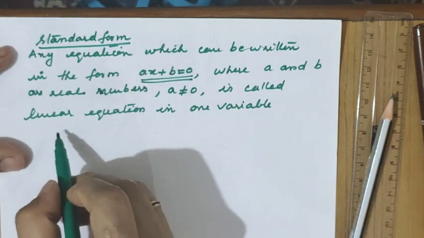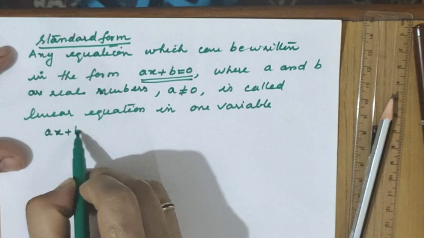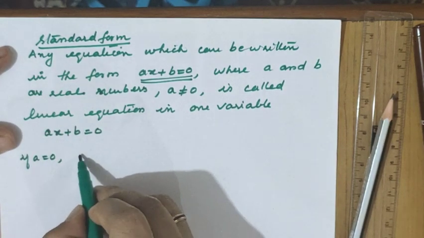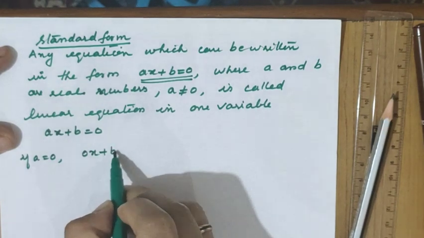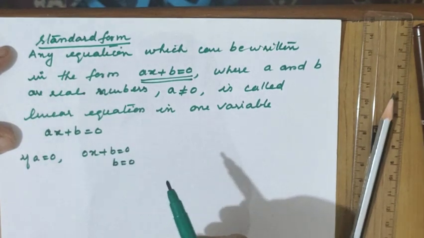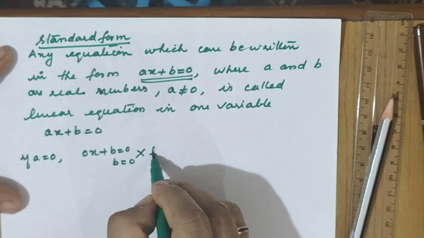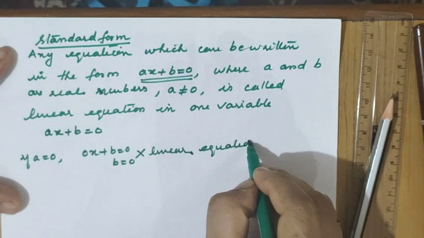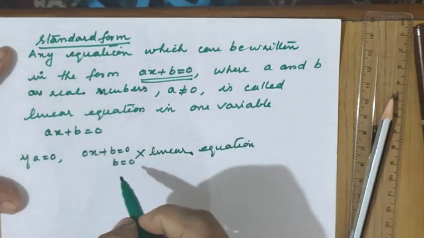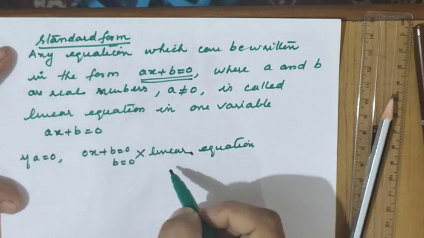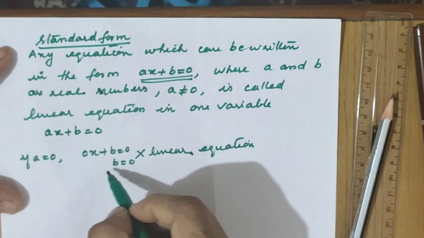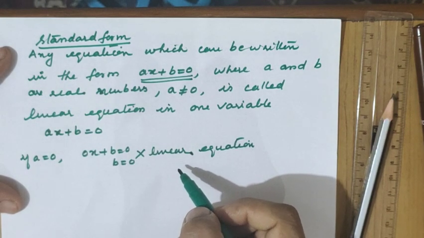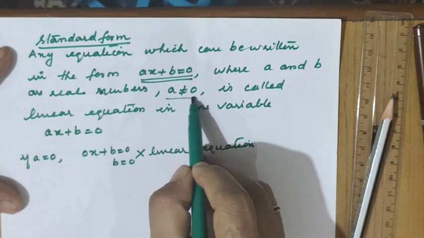Suppose a equal to 0, what happens to the equation? ax plus b equal to 0, if a equal to 0, that means 0x plus b equal to 0. That means b equal to 0 we are getting. So it is not a linear equation. Got it? So that is why the condition is very important. If a equal to 0, the equation becomes a constant now, b equal to 0 only. So there is no variable like x there. So we can say that it is not a linear equation in one variable.